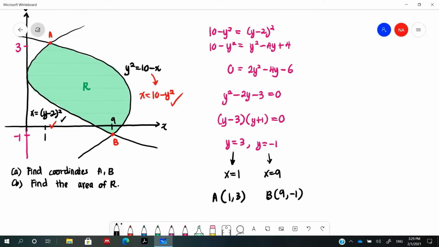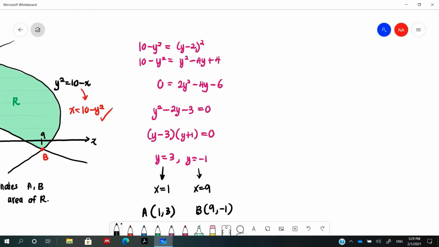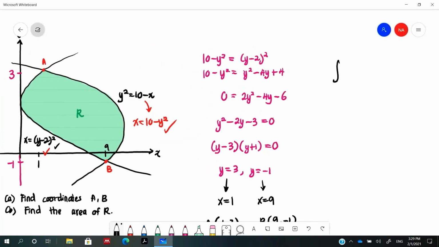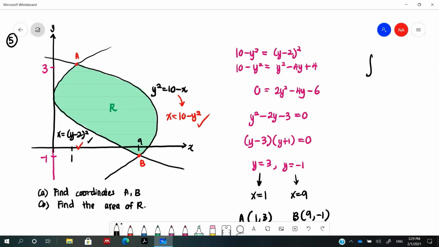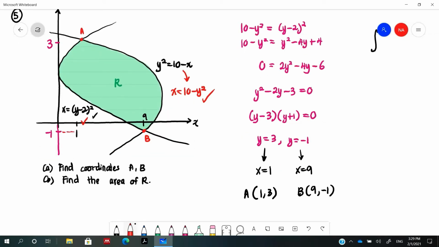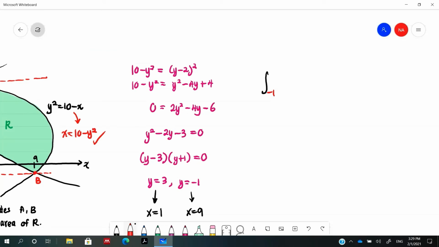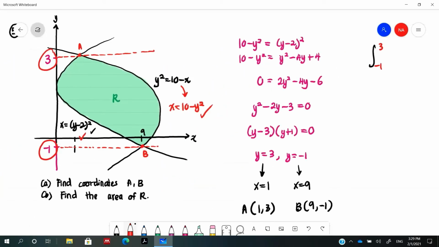Now we want to find the area for r. So to find the area for r, we have to integrate. All right, so we know that now we want to integrate the region that is bounded by the two curves. So it is with respect to y, so we should know that the limits on the integral should be on the y-axis, which is bounded by this region, which is negative 1 until 3, right, which is given by this straight line here. So negative 1 until 3, so you put on the integral function, which is negative 1 until 3.